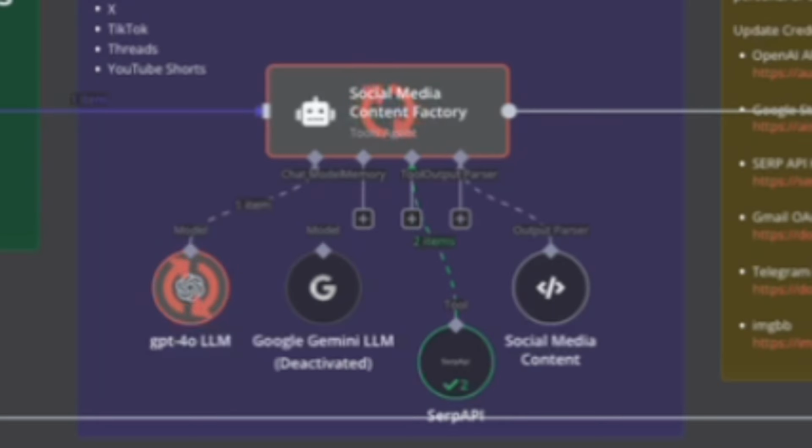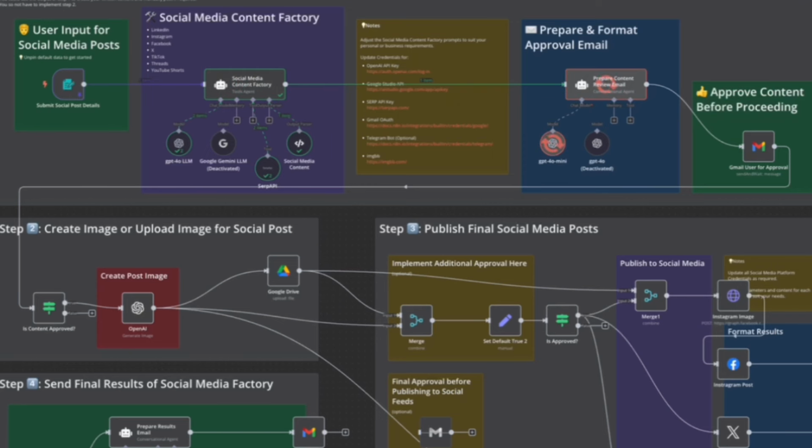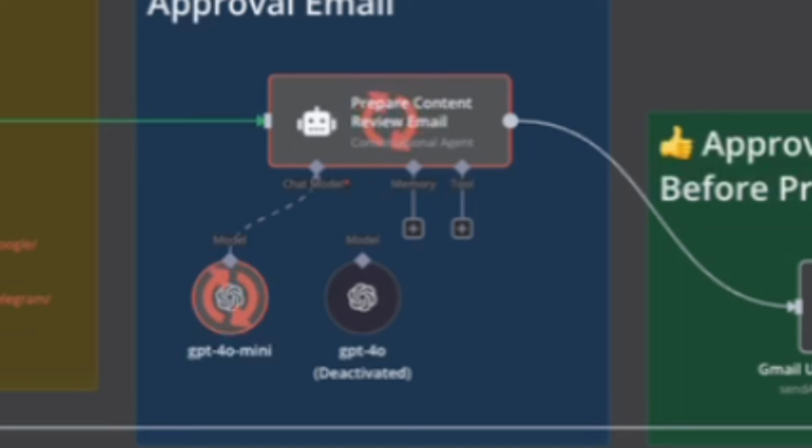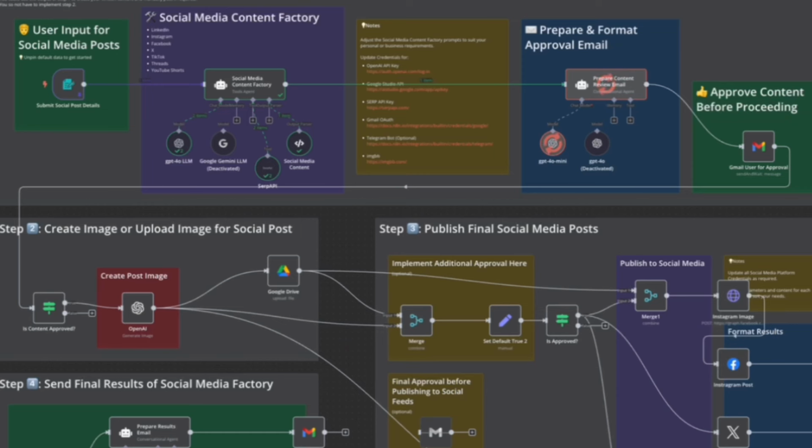Step 1, it generates platform-specific content using AI. That means your Twitter post sounds like Twitter, your LinkedIn post sounds like LinkedIn, and your YouTube short script is totally optimized for attention. Step 2, it creates all the visuals automatically. No Photoshop, no Canva, just great looking graphics made for each platform. Step 3, the content goes straight to your inbox for approval. Want to tweak it? You can. Want to publish as is? One click, and it goes live across all your connected accounts.